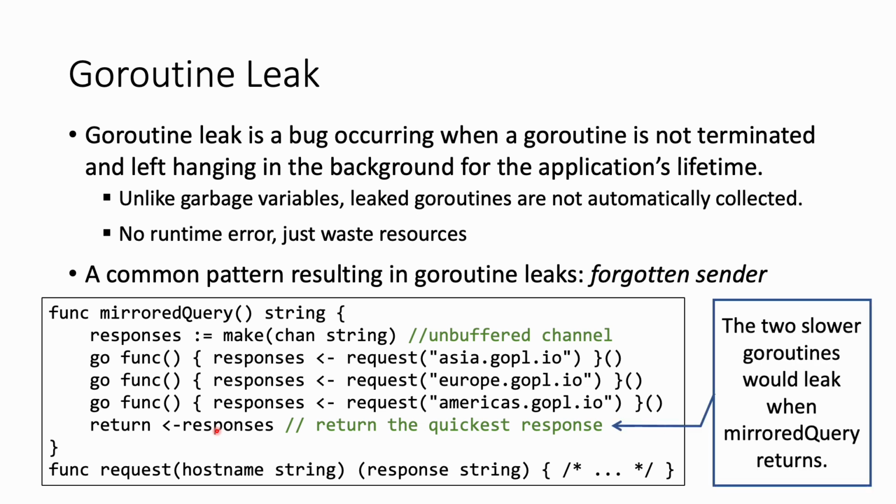This results in a goroutine leak because the two slower goroutines would have gotten stuck trying to send their responses on a channel from which no goroutine will ever receive. The two slower goroutines would leak, trying to send on a channel without a corresponding receive.